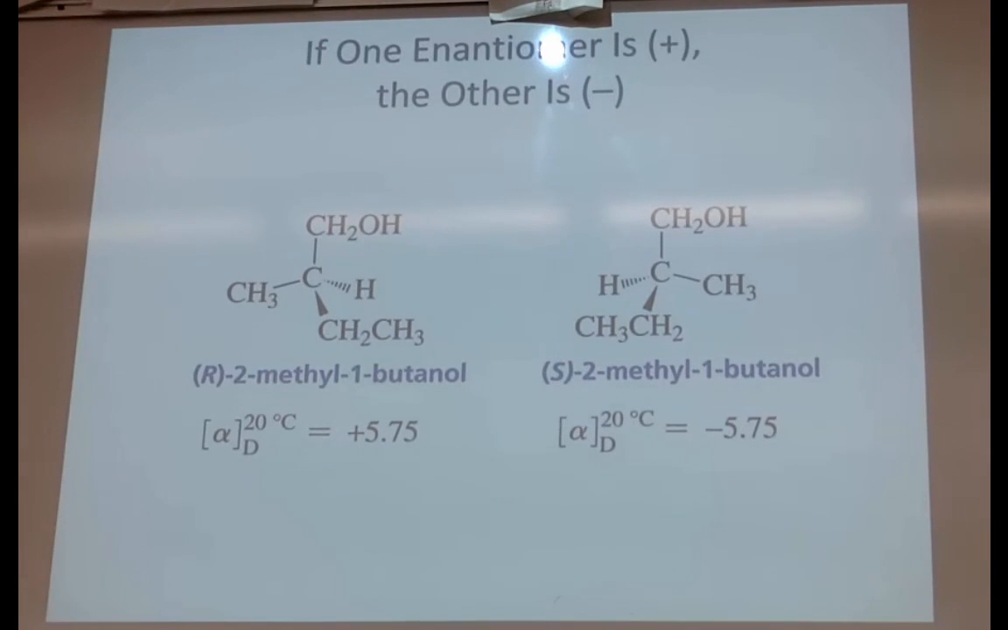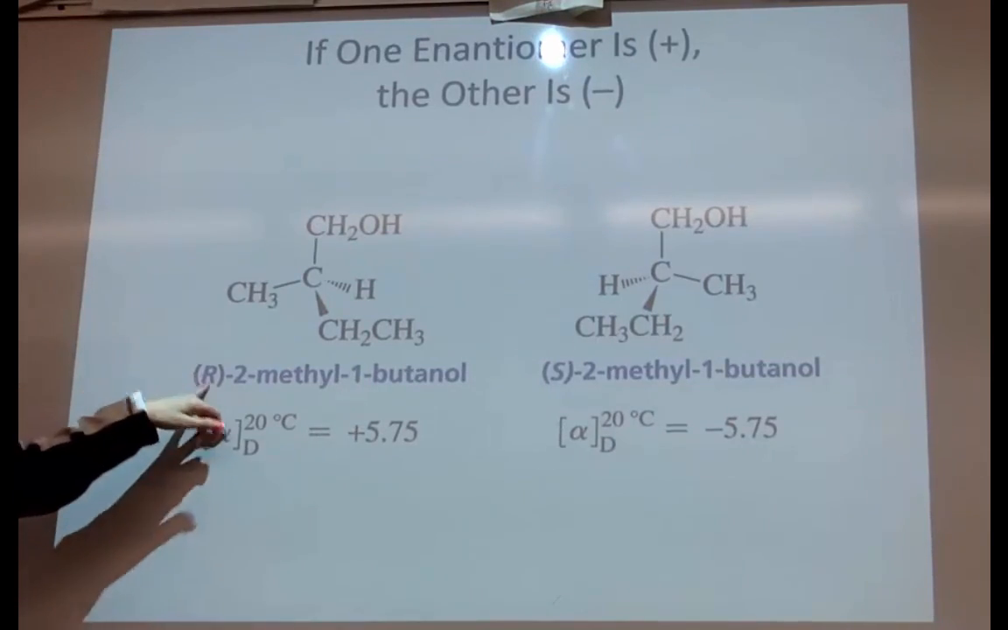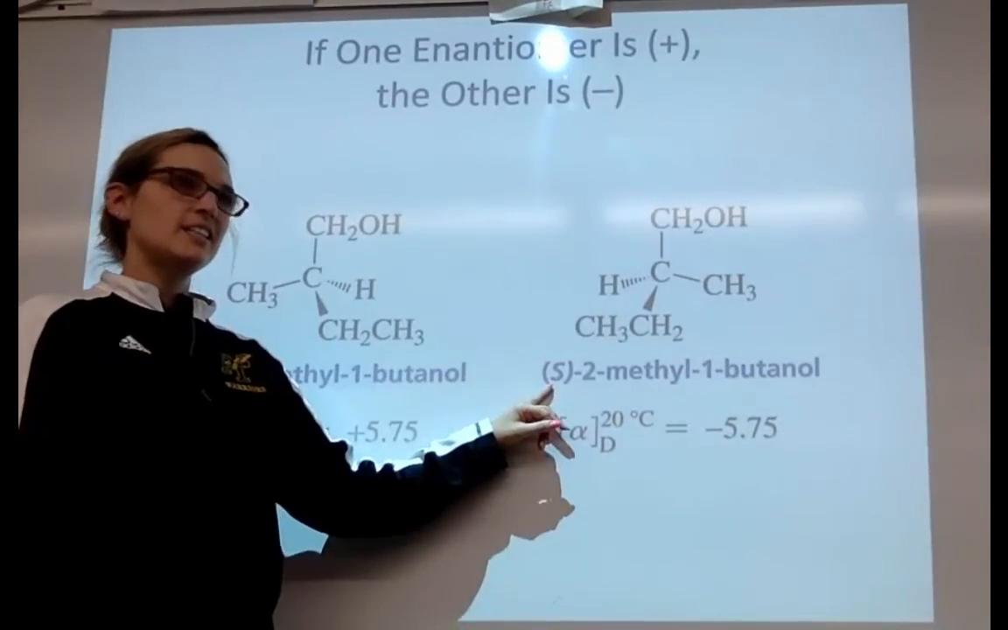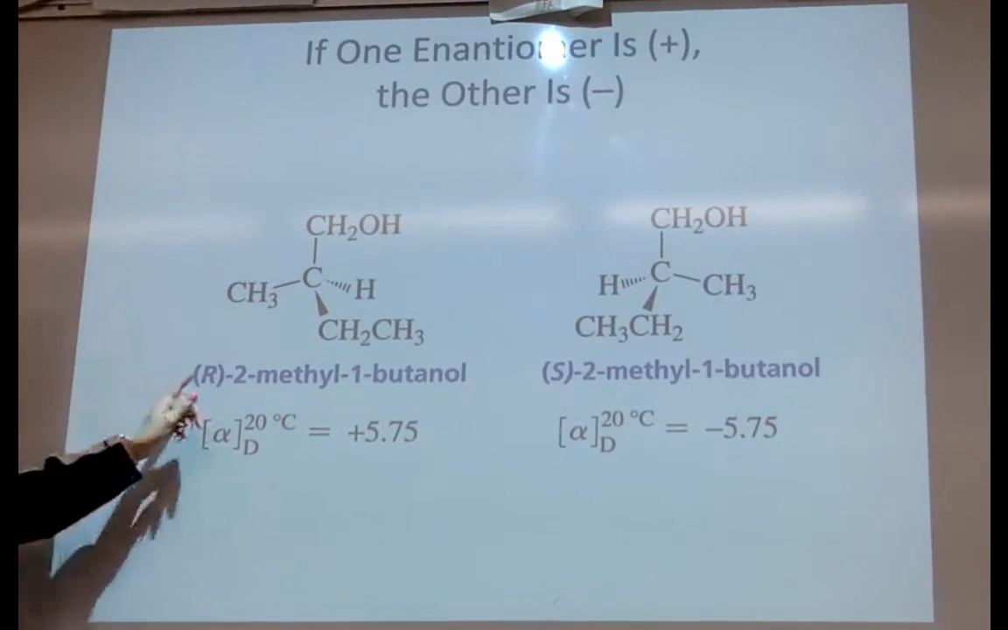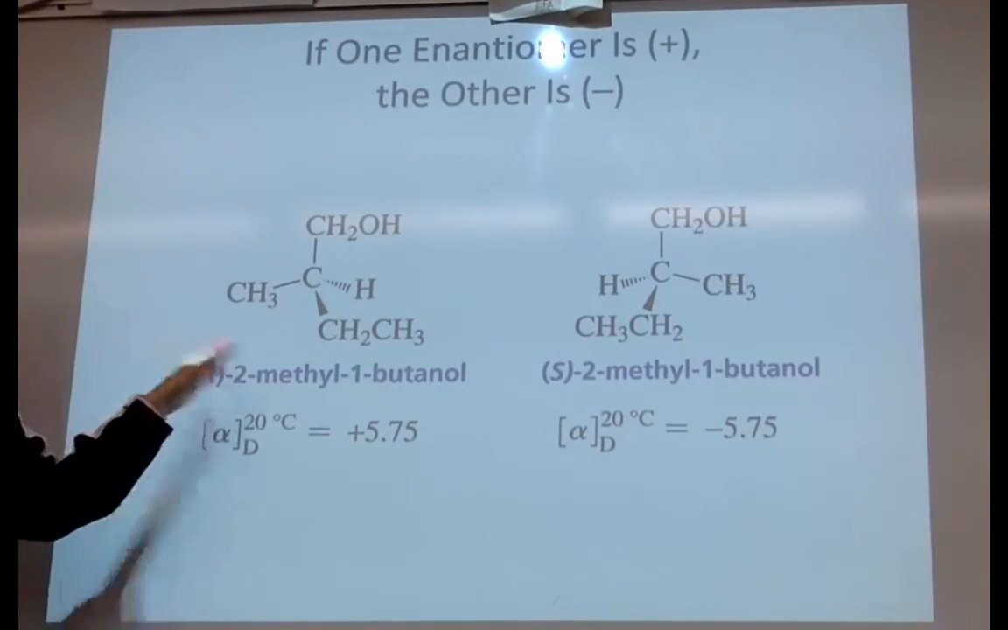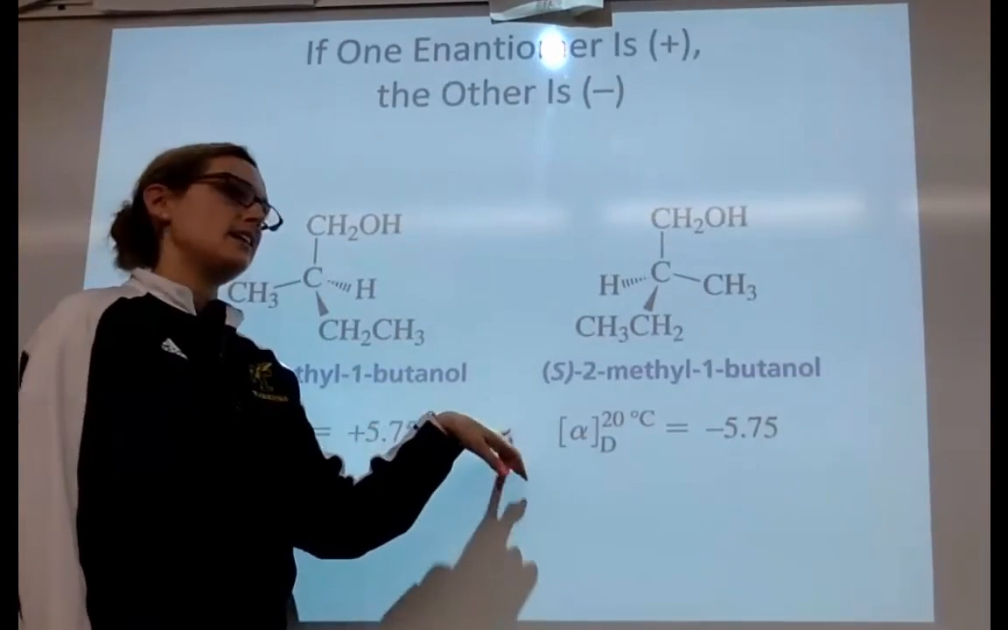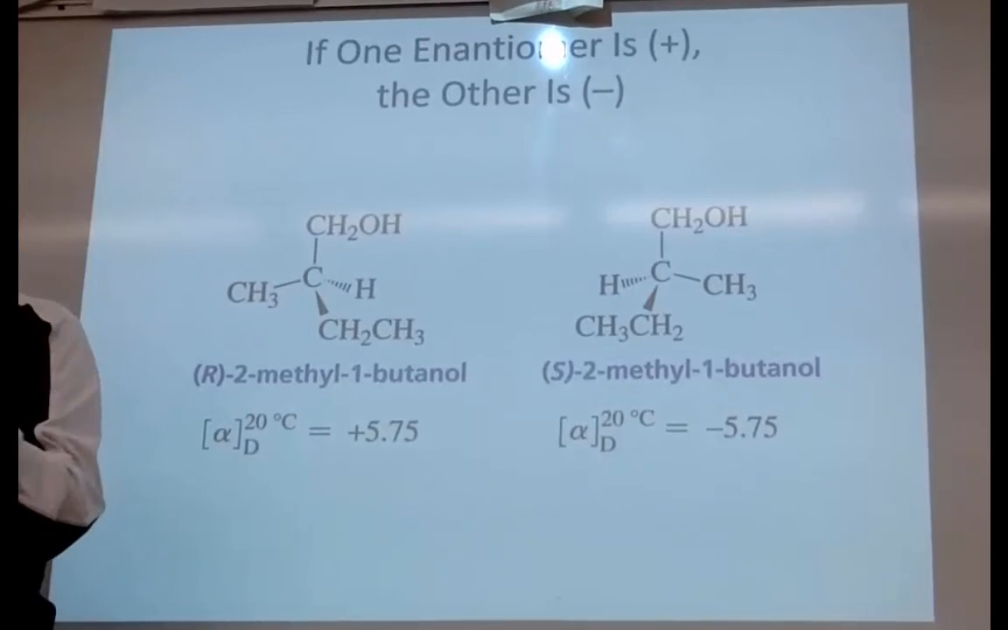And so this is where that positive and negative comes in. Sometimes you're going to see a positive in front of the name and a negative in front of the name. That's actually based on the direction that it rotates light. It also goes along with the R and the S. So when we talk about R and S, we're going to use those letter designations. A lot of times you'll see R or plus and then the name, or S or minus and then the name.